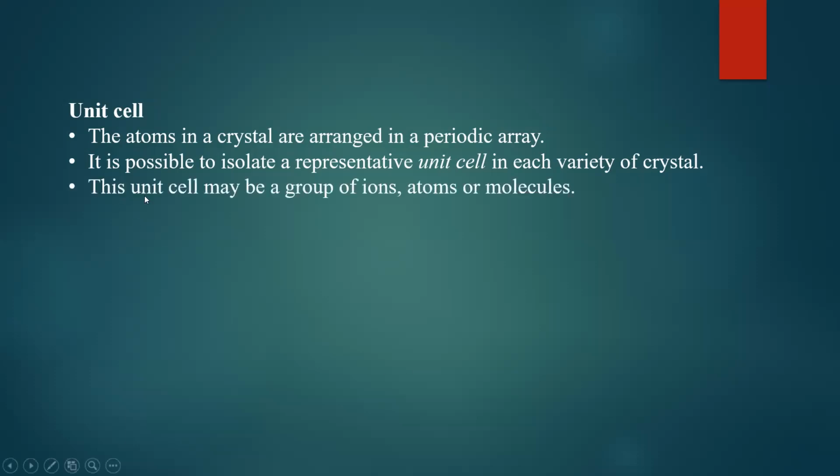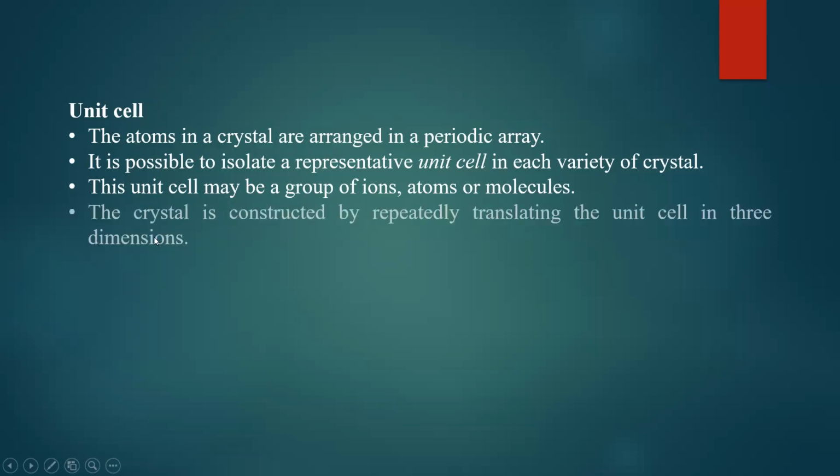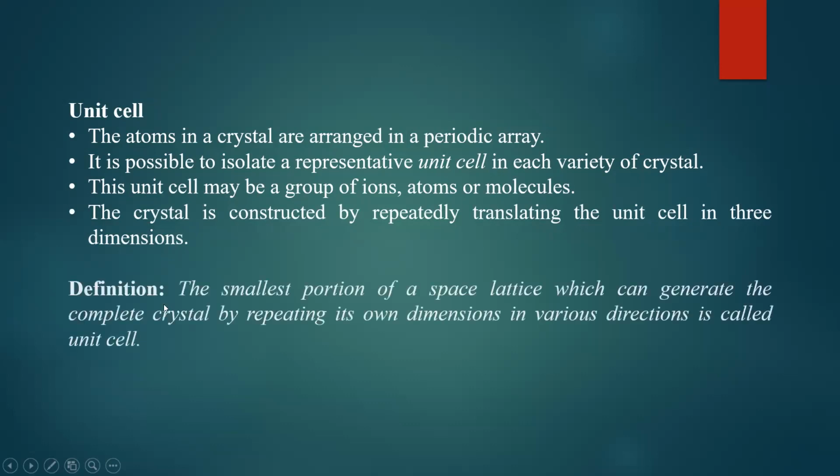So this unit cell may be a group of ions, atoms, or molecules. I will try to explain it properly. The crystal is constructed by repeatedly translating the unit cell in 3 dimensions. So I will show you the figure of unit cell. Before that, we will define it.